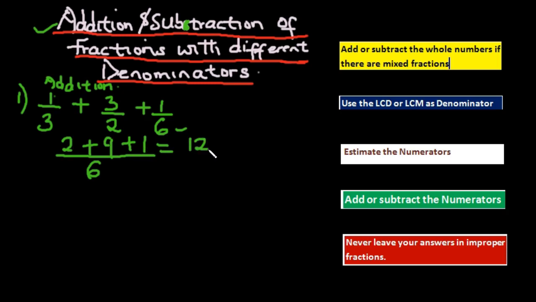So we have 12/6. This is a perfect division. 12 divided by 6 is going to be 2.